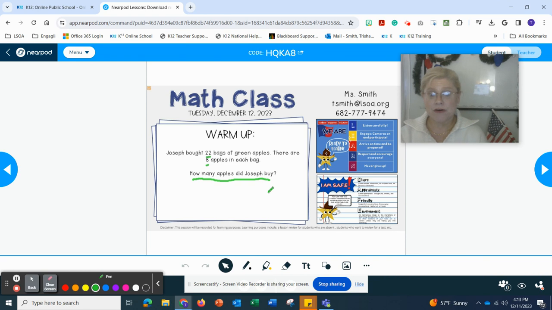Did you find the keyword? I'm hearing someone yell each. Yes, it is each. So when we hear that word each, what is it telling us to do? Is it telling us to add, subtract, multiply, divide? Yes, it's telling us to multiply.